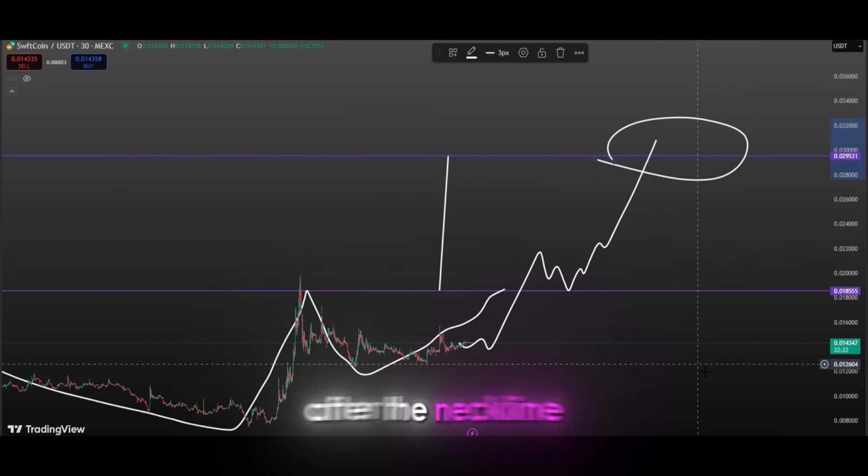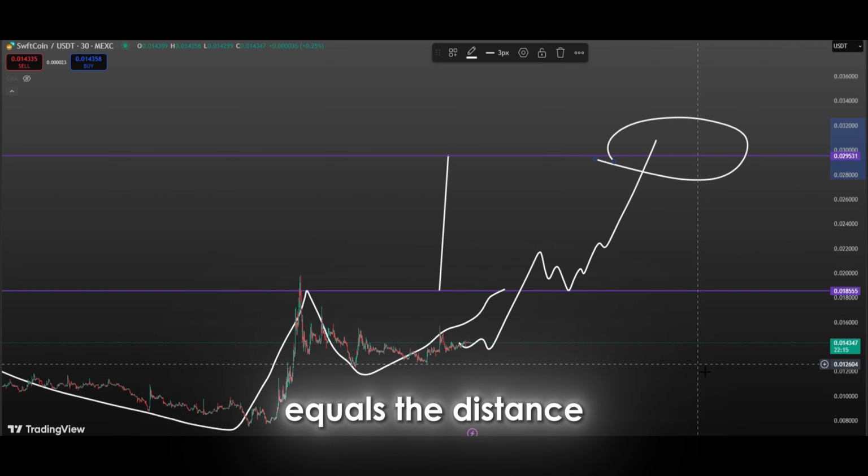The target measurement after the neckline break is done using a very classic method. The depth of the head is measured and added upward from the breakout point. So the target of this pattern equals the distance from the lowest point of the head to the neckline.